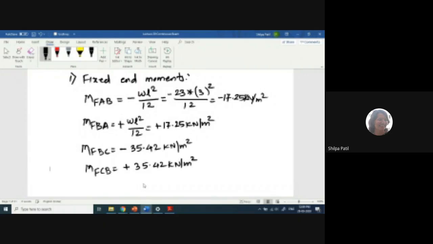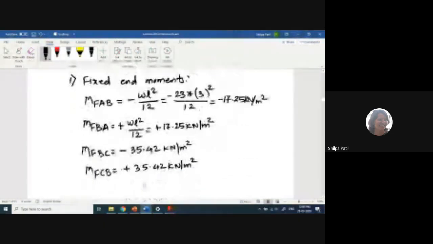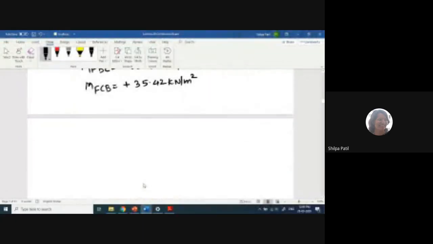Okay. Then let us come to the third span, that is CD. The load is 25 and span is 4 meter. So MFCD, again it will be minus WL square by 12. So put the values and tell me. All the spans are subjected to UDL. So the formula of fixed end moment will remain same.